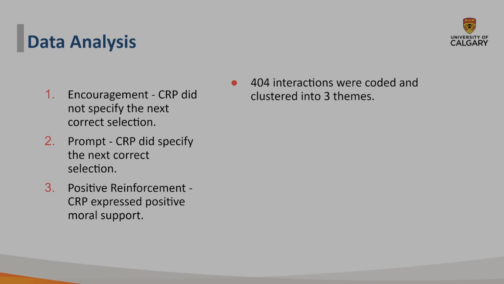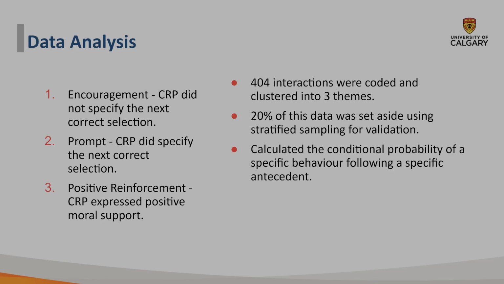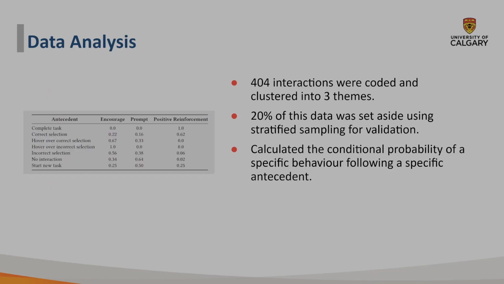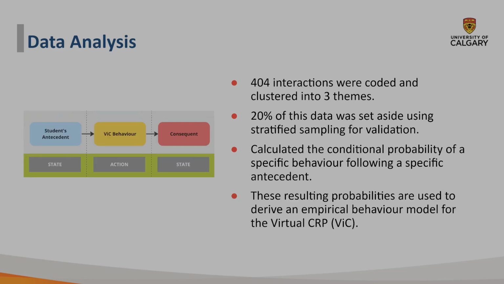These themes were encouragement, prompts, and positive reinforcement. We set aside 20% of the data for validation using stratified sampling. Next, we calculated the conditional probability of the CRP conducting a specific behavioral intervention based on the speller's antecedent behavior. We used these values to create a probability matrix which codifies the probabilistic behavior of the CRP given the speller's behavior. We use these antecedent behavior sequences to define a Markov decision process where each is equivalent to a state-action pair.